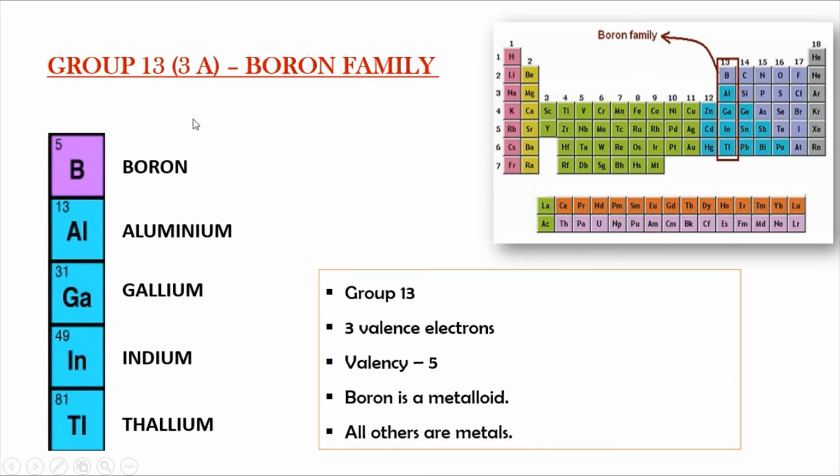Then group 13, boron family. The elements in boron family include boron, aluminum, gallium, indium and thallium. There are 3 valence electrons and valency is 5. Valency is the number of electrons required to complete octet. There are 3 valence electrons in the outermost shell, so 13 group elements require 5 more electrons to complete octet. So valency is 5.